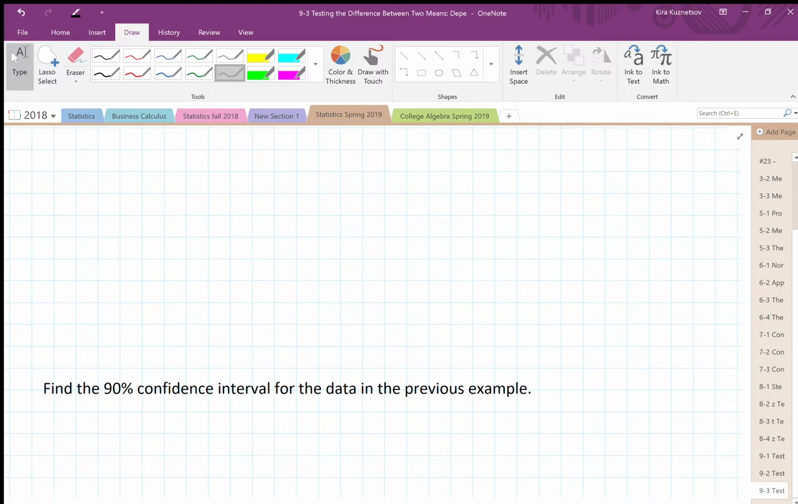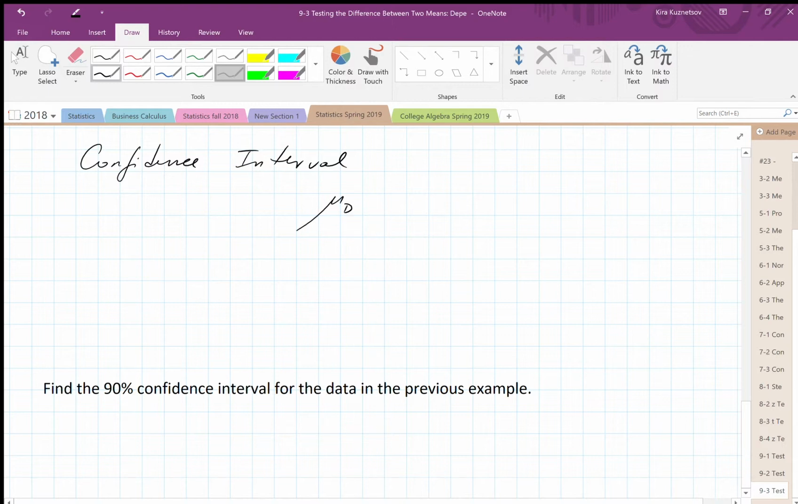This is a continuation of 9-3. The second part of this section talks about confidence levels or confidence intervals. Now, the formula for finding that confidence interval for the mean difference looks a lot like a T interval because it is.